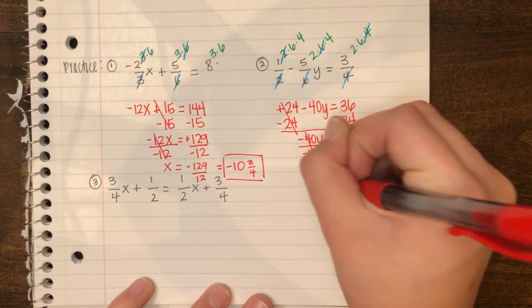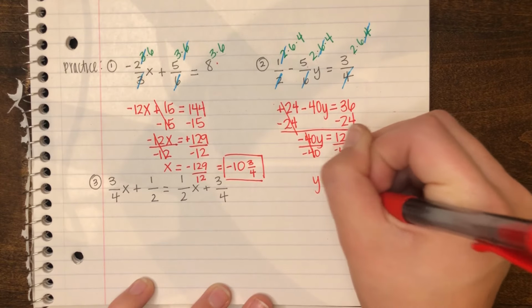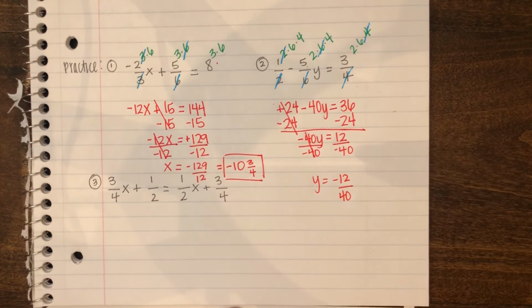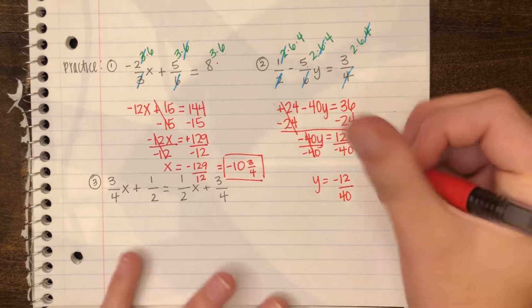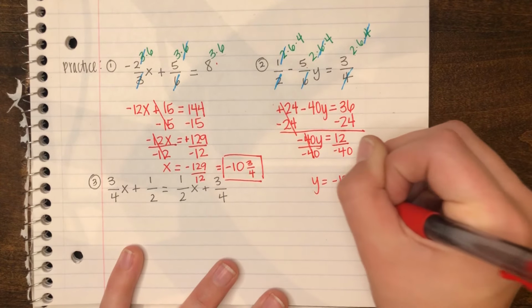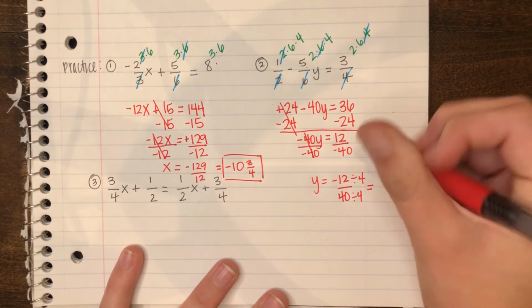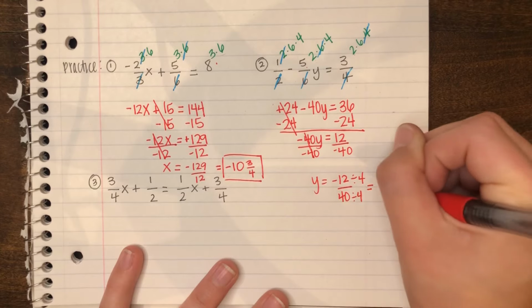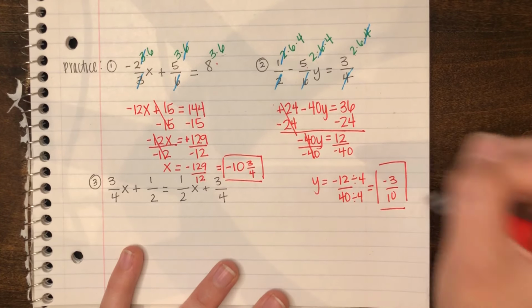We have y is equal to negative 12 over 40. There is a common factor there that we can use to simplify. They both have a factor of 4. So we can simplify y to be negative 3 over 10, negative 3/10.